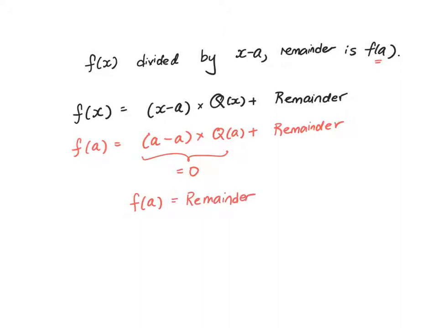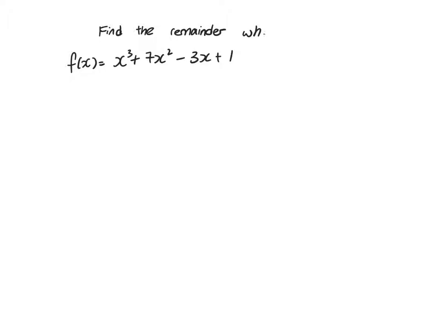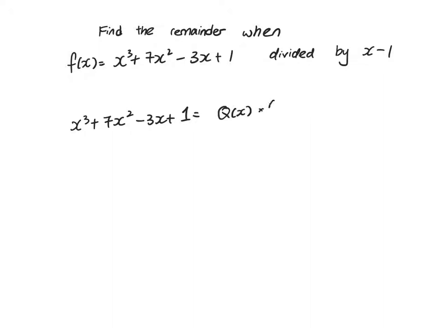Let me just give you an example. For example, we want to take f(x) to be equal to x cubed plus 7x squared minus 3x plus 1, and we want to find the remainder when f(x) is divided by x minus 1. We know that x cubed plus 7x squared minus 3x plus 1, if we divide by x minus 1, will be equal to some quotient multiplied with x minus 1 as the divisor, plus a remainder.